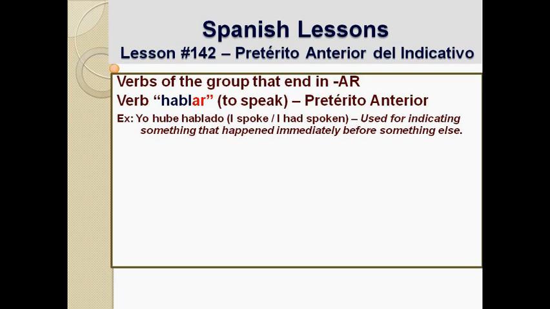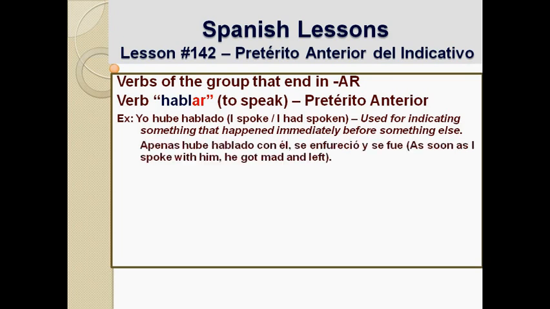But the pretérito anterior is used for indicating something that happened immediately before something else, okay? So to understand this better, you can see the example I will show you right now. Apenas hube hablado con él, se enfureció y se fue.